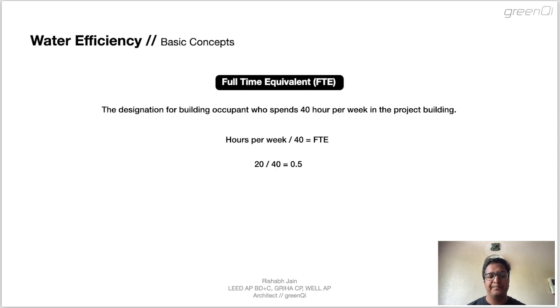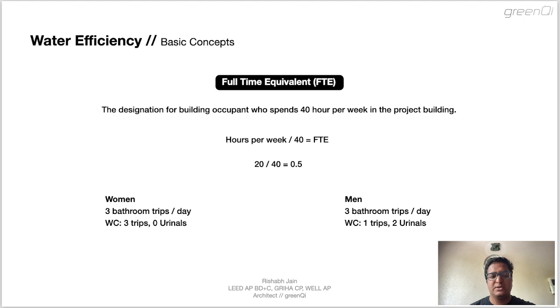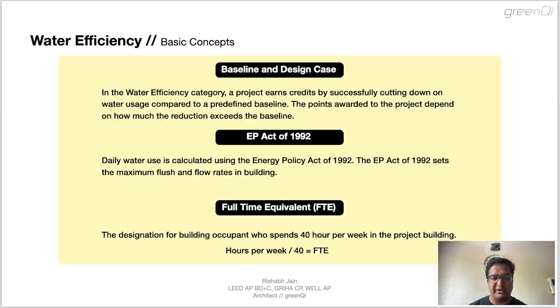For example, I hire an intern who works 4 hours a day for 5 days. That means 20 hours a week, which would mean he would have an FTE of 0.5. So, on average, men and women go to the toilet 3 times a day. It is assumed that men use the urinal twice and the WC once, but women use the WC 3 times a day. I hope you get the concepts around FTE, also called full-time equivalent.